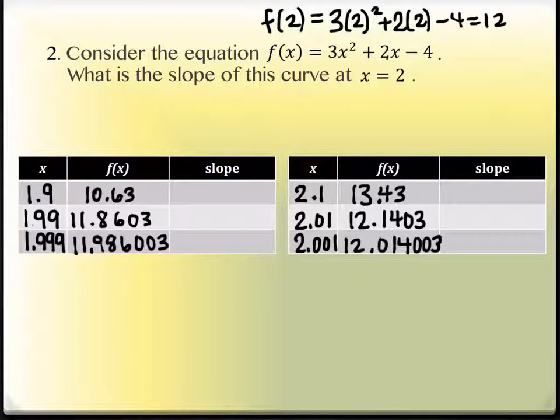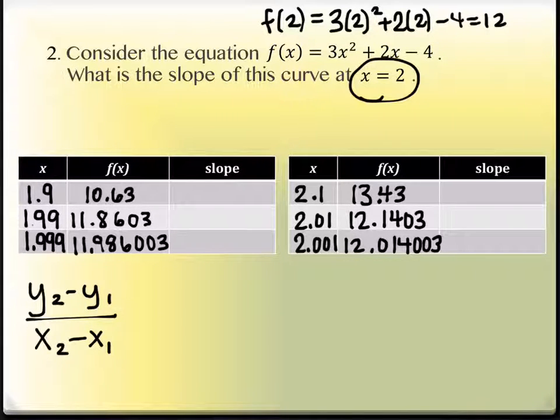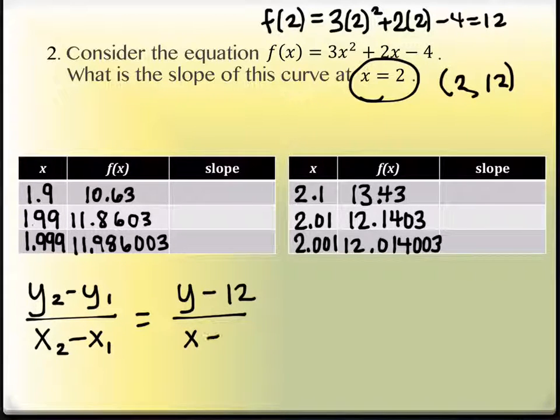So what's next? Well, we need that formula for slope. So that's y2 minus y1 over x2 minus x1. And what you'll notice is that our focus is around the point at x equals 2. So one of our ordered pairs is always going to be (2, 12). And I'll just let it be our second one. So this will be a y value minus 12 over an x value minus 2. And it'll be the same thing every time. And we'll do these one at a time.